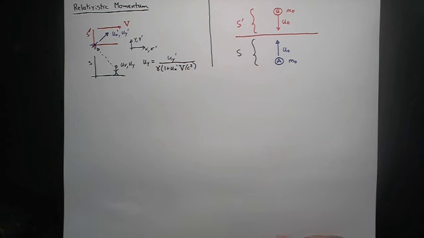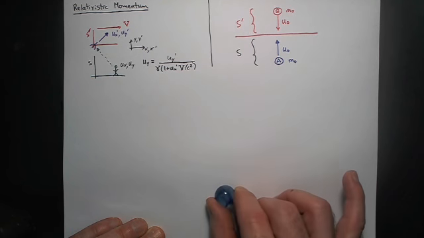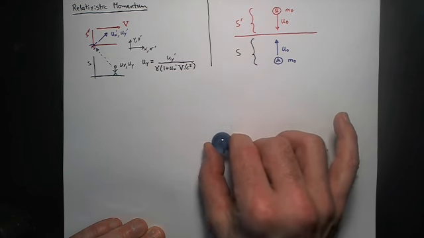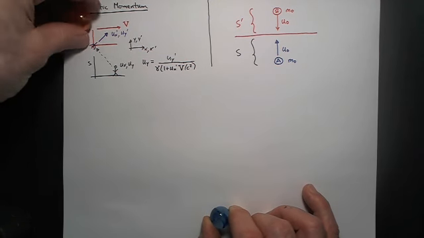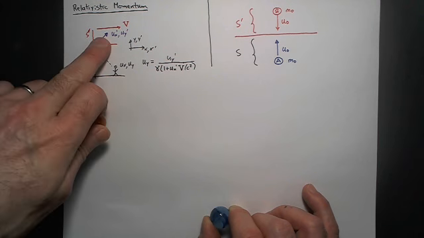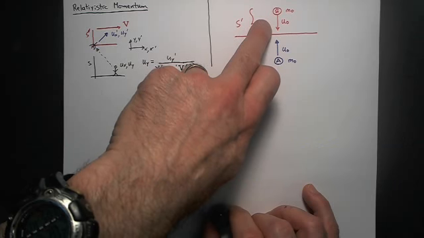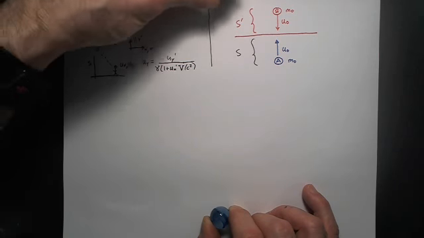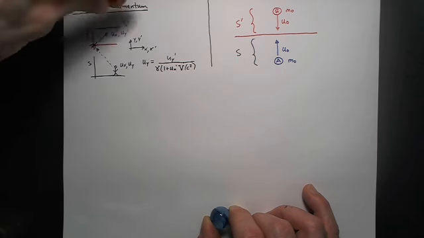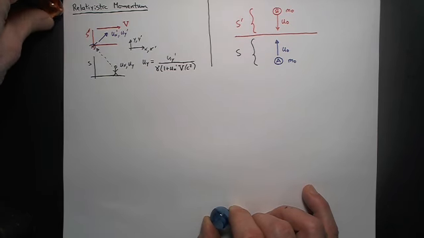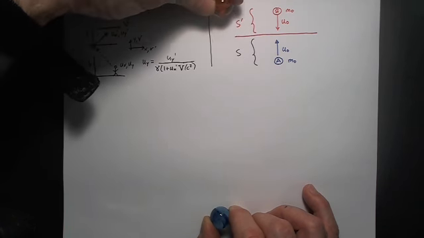So let's look at this situation as seen in frame S. Here is ball A. It's going to go up and have a collision and then come straight back down. Here is ball B. It has a horizontal component of momentum because of the fact that S prime is moving relative to S. Remember, in frame S prime, it's stationary, so its trajectory would look like this: straight down, collision, straight back up.